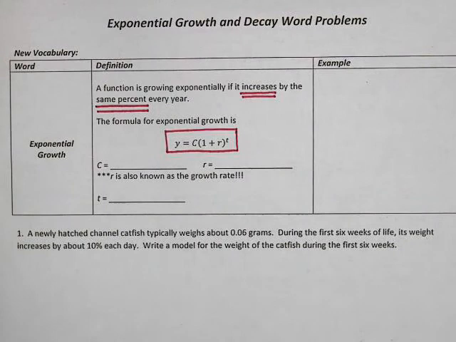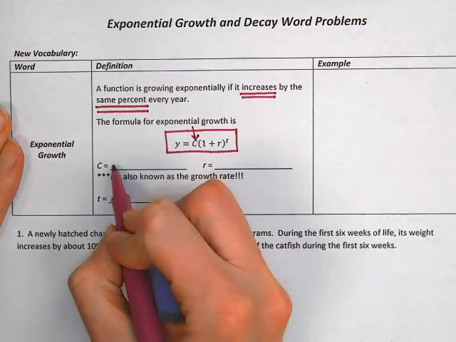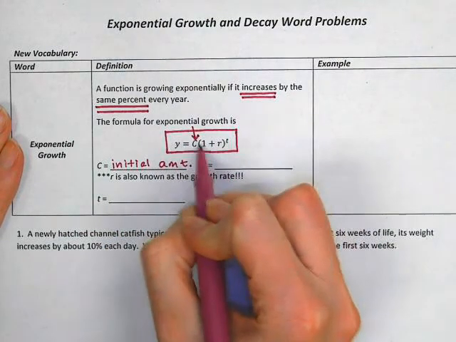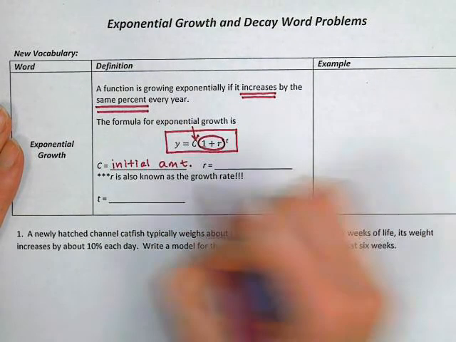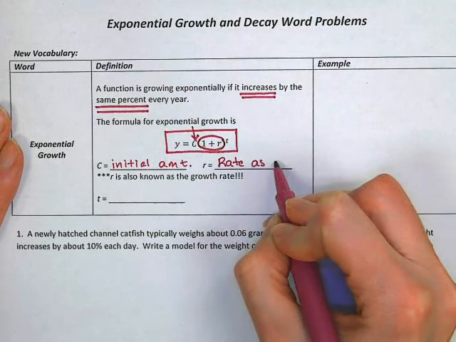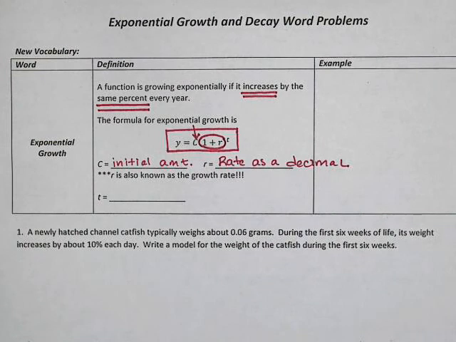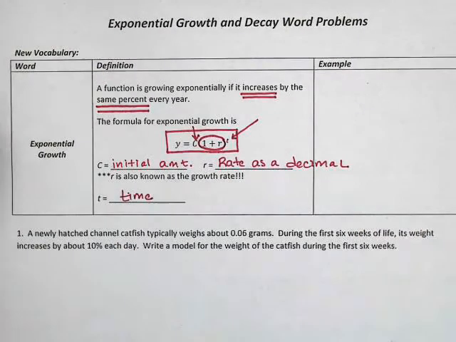This is kind of like our function that we were just writing before, but instead of using A, we're using C for the initial amount. And instead of using B, we're using this thing called 1 plus R, and R is the growth rate. And we need it to be represented as a decimal. So R is the growth rate as a decimal. And T is just going to be time. So T is time in whatever units the problem's in.